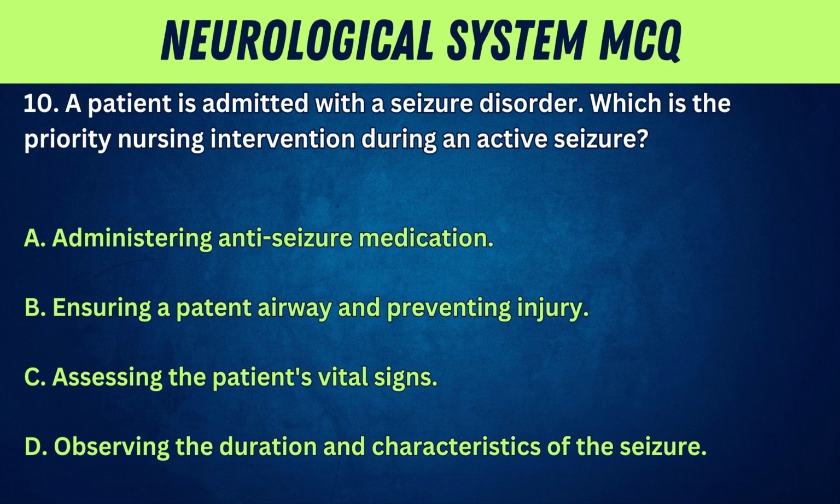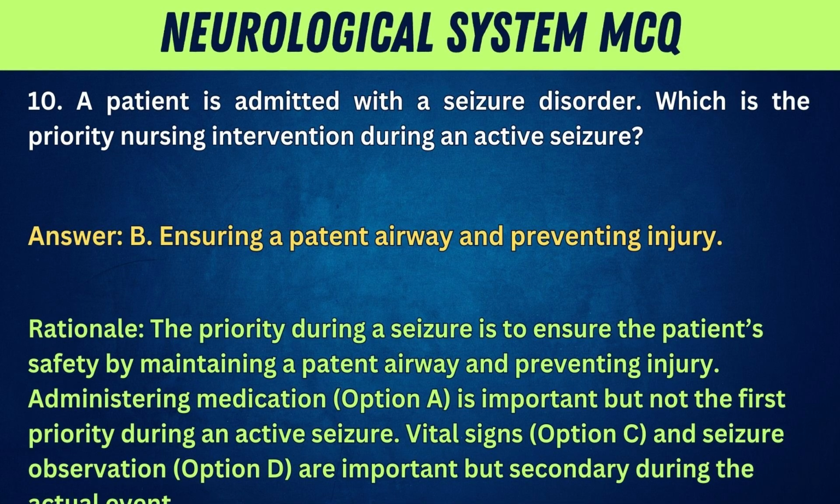Which is the priority nursing intervention during an active seizure? A. Administering anti-seizure medication. B. Ensuring a patent airway and preventing injury. C. Assessing the patient's vital signs. D. Observing the duration and characteristics of the seizure. Answer: B. Ensuring a patent airway and preventing injury.